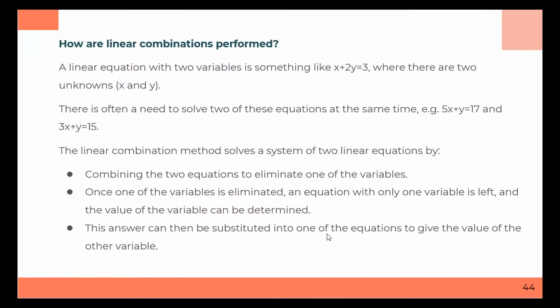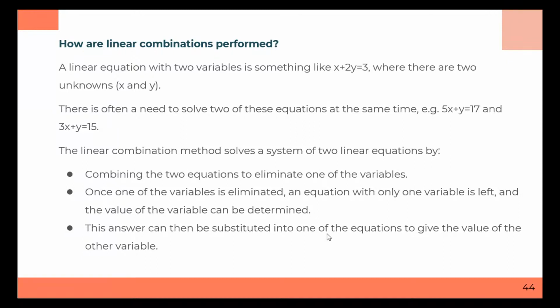Okay, one of the variables is eliminated. An equation with only one variable is left, and the value of the variable can be determined. Okay, then 2x equal to. Okay. Next, further, what is the last one?